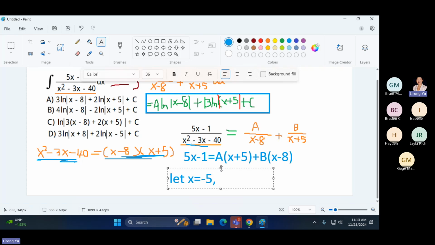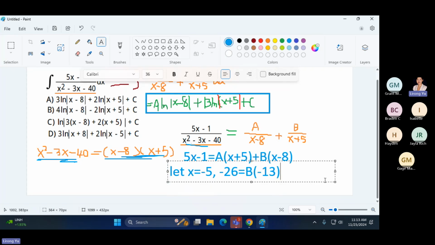That way, this is the equation. The equation is supposed to be true for all x values. So if x equals -5, then x plus 5 is equal to 0, and the a would be multiplied by 0. So then you have 5 times -5 minus 1. On the left side is -26, and the right side is b times -13. Right, and that gives you the solution for b. So with that, we can see that b is equal to 2.